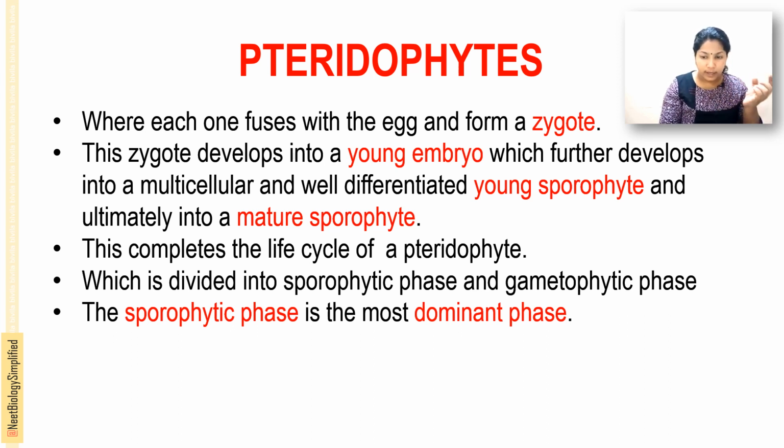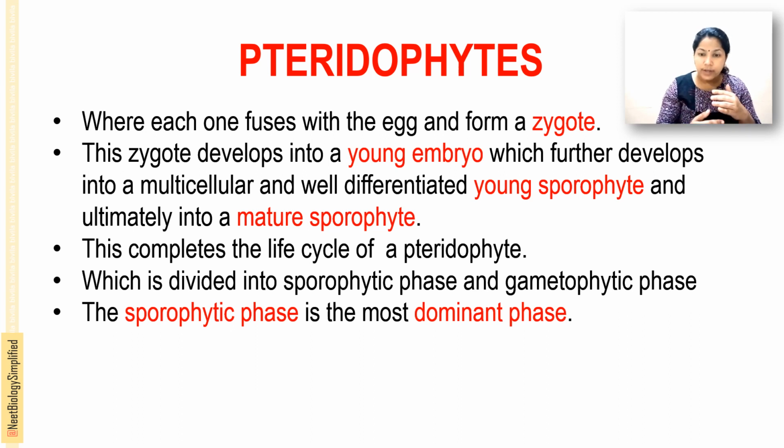Okay, that male gamete, the androzoid, fuses with the egg and produces a zygote. This zygote develops into a young embryo, which further develops into a multicellular and well differentiated young sporophyte and ultimately into a mature sporophyte. This completes the life cycle of the pteridophyte. From the sporophyte, again spores are released. The spores germinate to form the gametophyte.